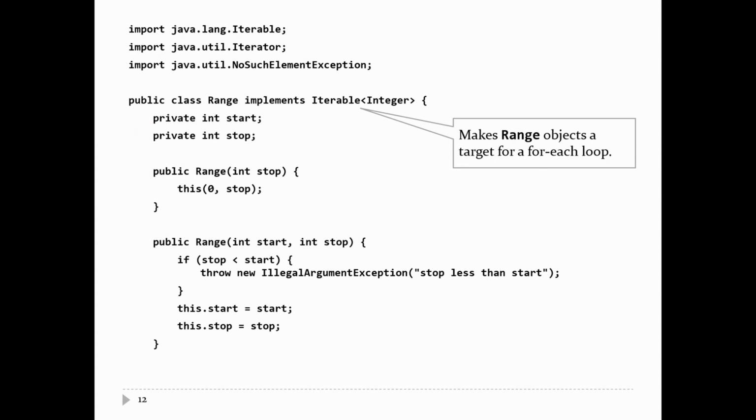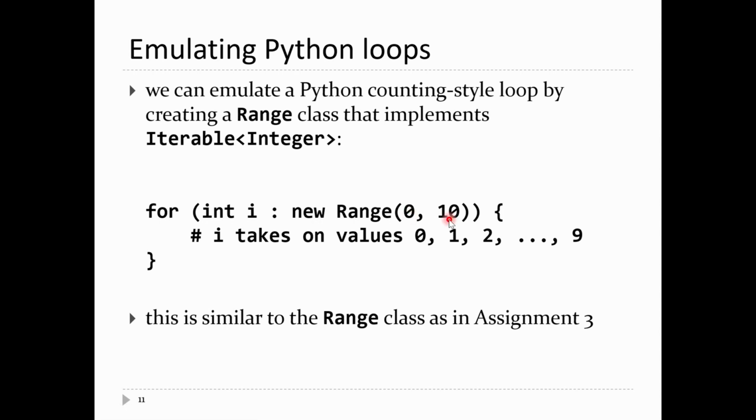Now you can provide as many constructors as you want. I'm going to provide two. I'm going to provide a constructor where you specify the stopping value. If you only specify the stopping value, that counts from 0 up to the stopping value. So here I'm going to chain to the next constructor, where you specify both the start and the stop value. The starting value cannot be greater than the stopping value, so start is always less than or equal to stop. This constructor sets this start and this stop to start and stop. So back here, it would set start to 0 and stop to 10.